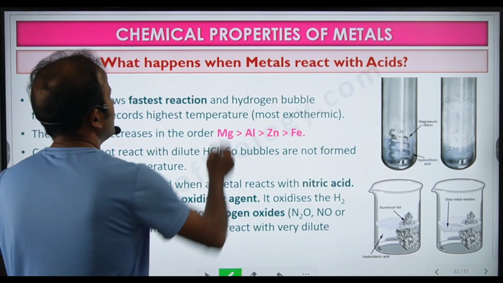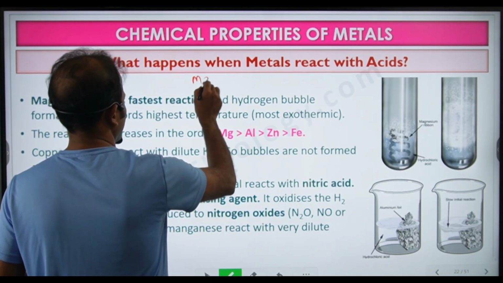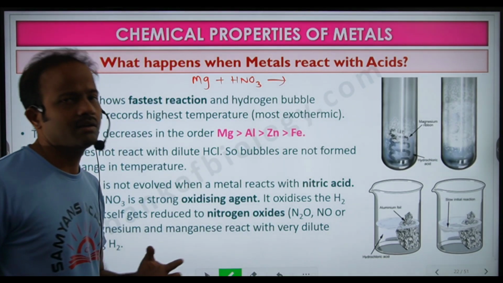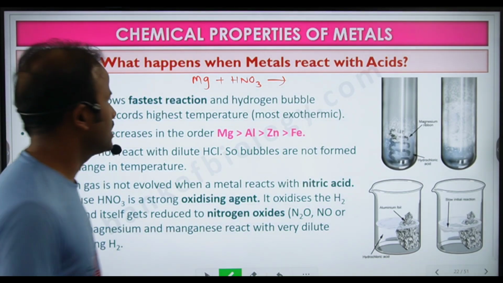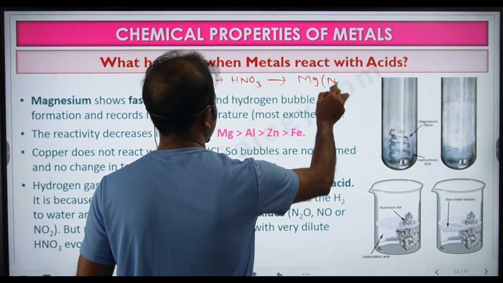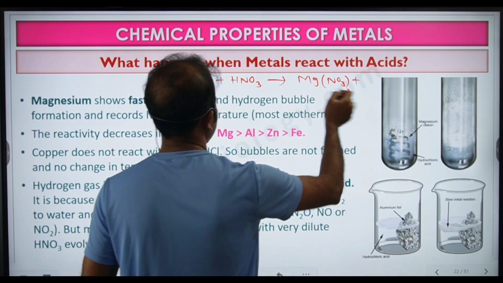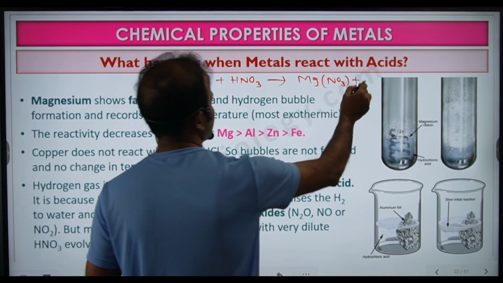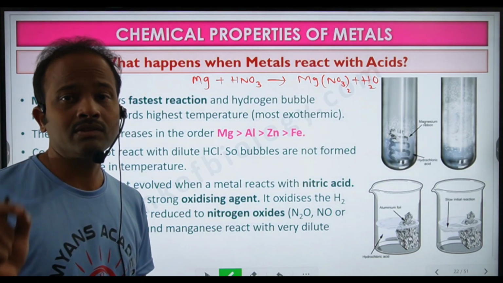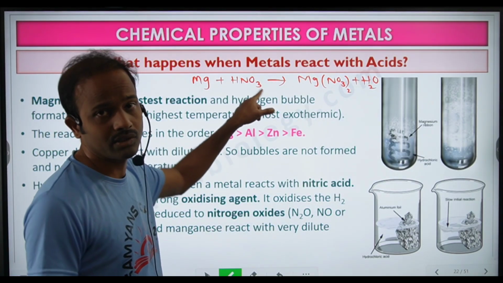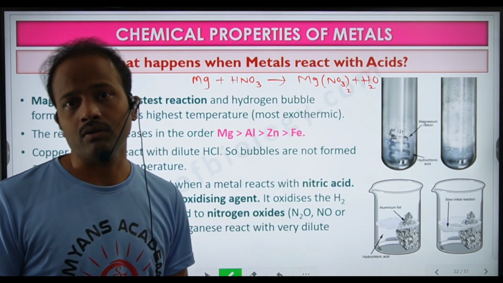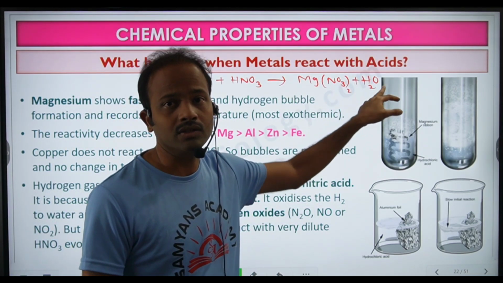What is happening here? For example, you take magnesium and react it with HNO3. In the case of HCl, you will get magnesium chloride and it liberates hydrogen gas. But in the case of nitric acid, you will get magnesium nitrate, and we are not getting hydrogen gas, only water. The liberated hydrogen gas reacts with the HNO3, a strong oxidizing agent, and it oxidizes the hydrogen to a water molecule.